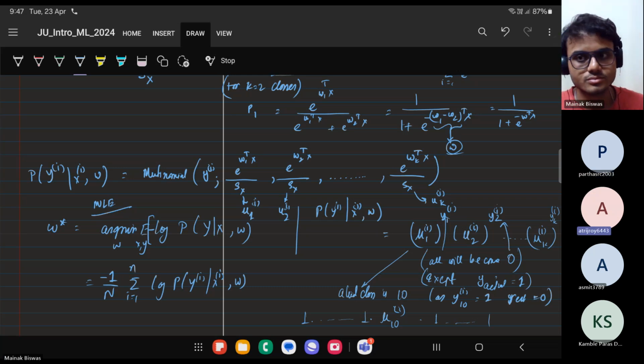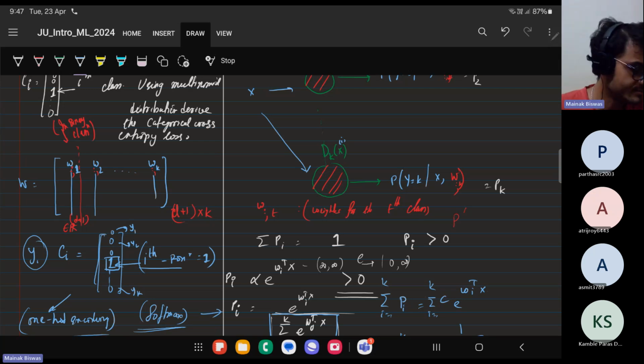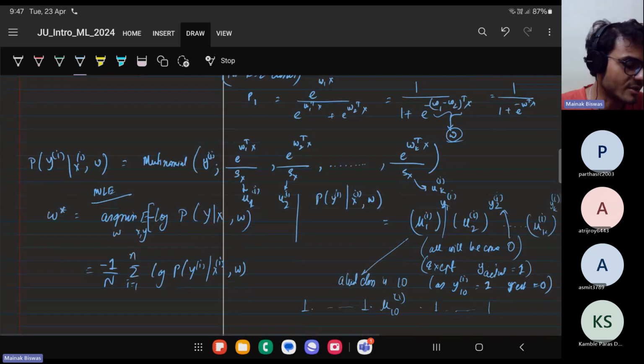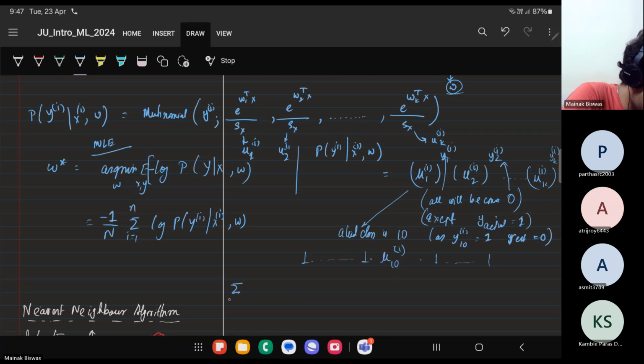That means you are breaking the Y matrix into these parts, y1, y2, yk. Anything in the subscript is the dimensions, and anything in the superscript is the training example. So now tell me in one line, what is this value? This will become summation of j equal to 1 to k.